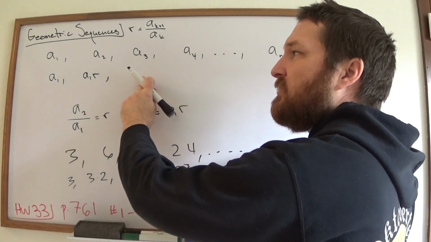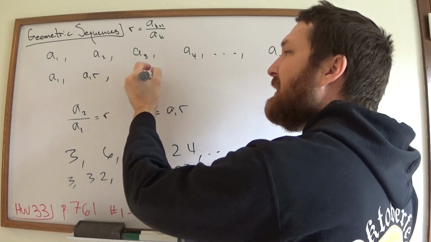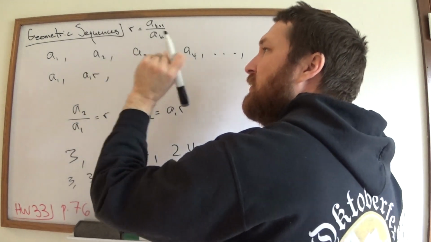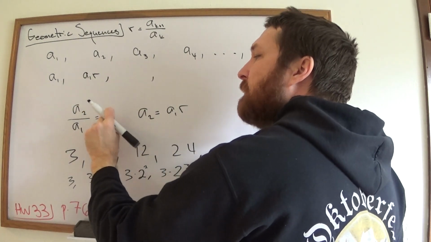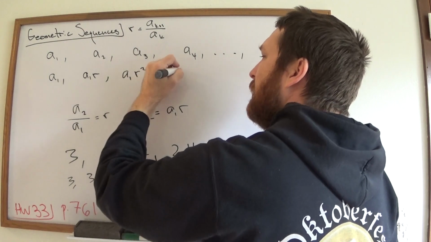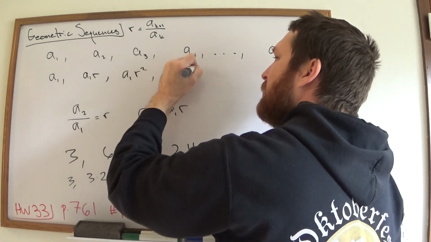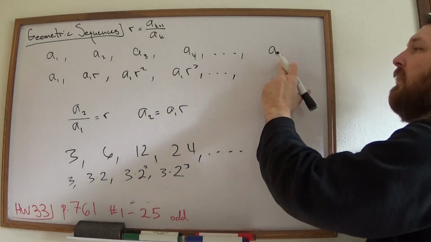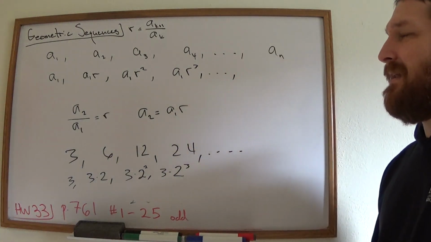A geometric sequence is the type of sequence that does exactly this: each time, to get the next one, you multiply by this common ratio. So this one is A1R squared. This one is A1R to the third. And now I'm going to ask you to pause it and figure out a formula for AN, the nth term.